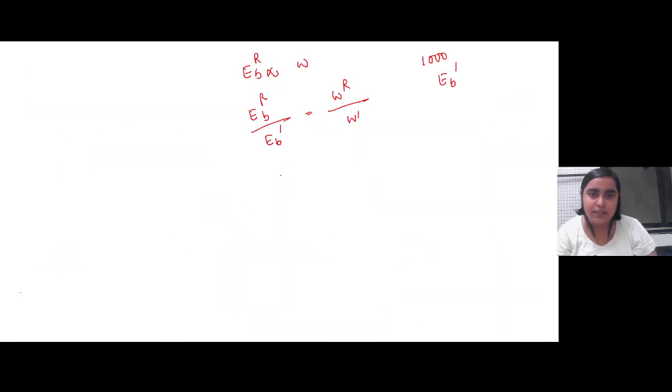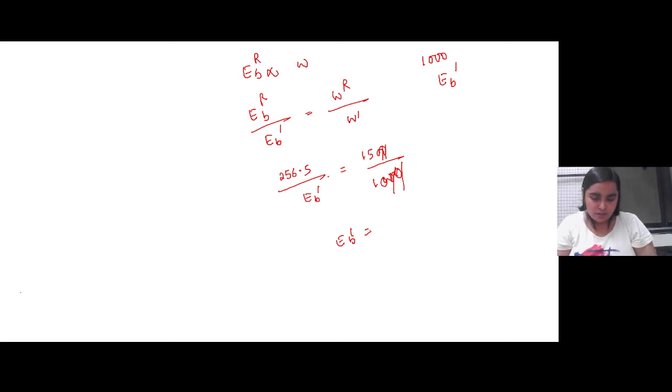We have calculated this. 256.5 by EB dash is equal to 1500 by omega dash, where omega dash is 1000. So we have the value of EB dash to be 256.5 into 10 divided by 15. That is 171.